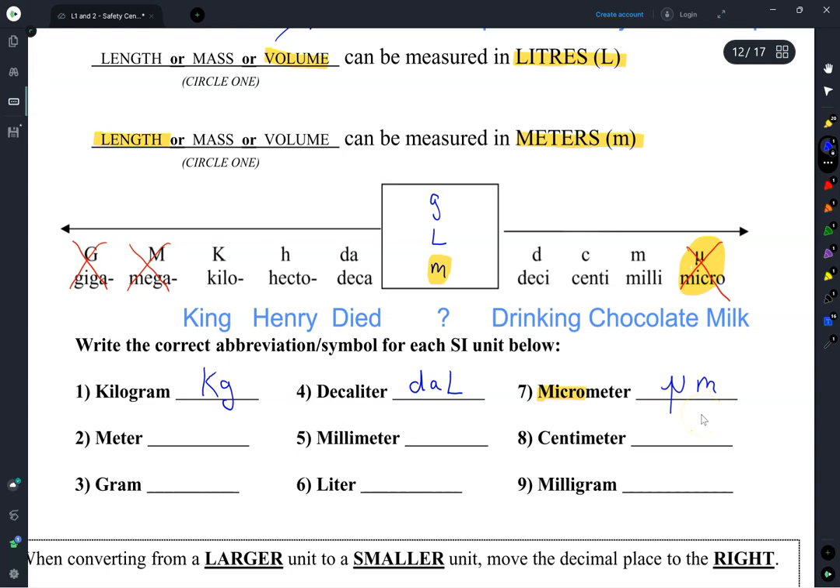Alright, so what I want you to do at this point is to pause the video, try out the remaining questions, and then when you're done, unpause the video and we will take it up.